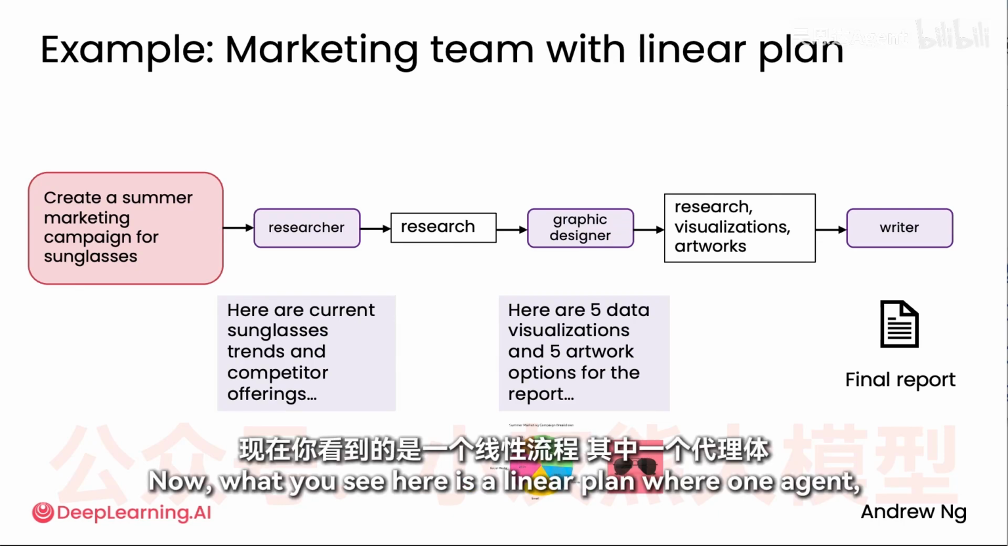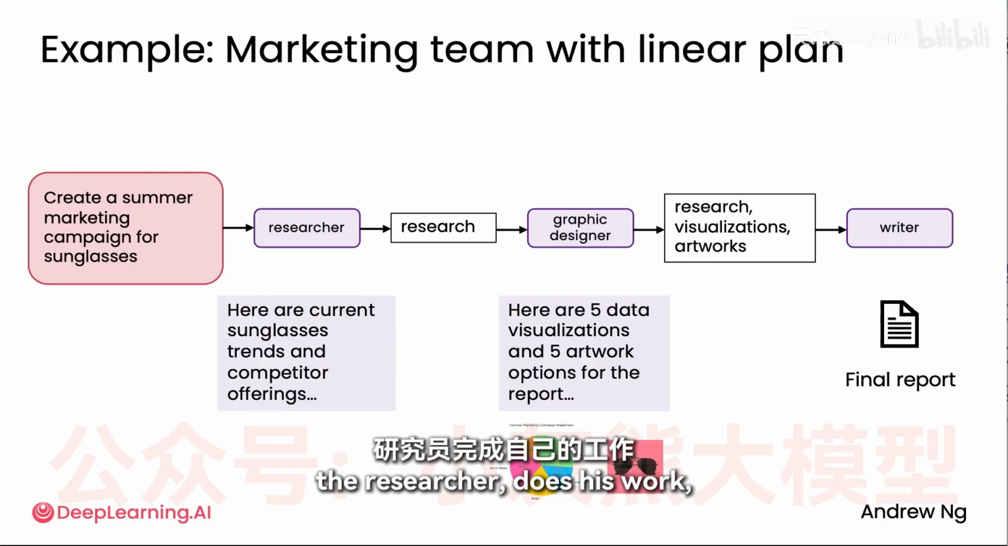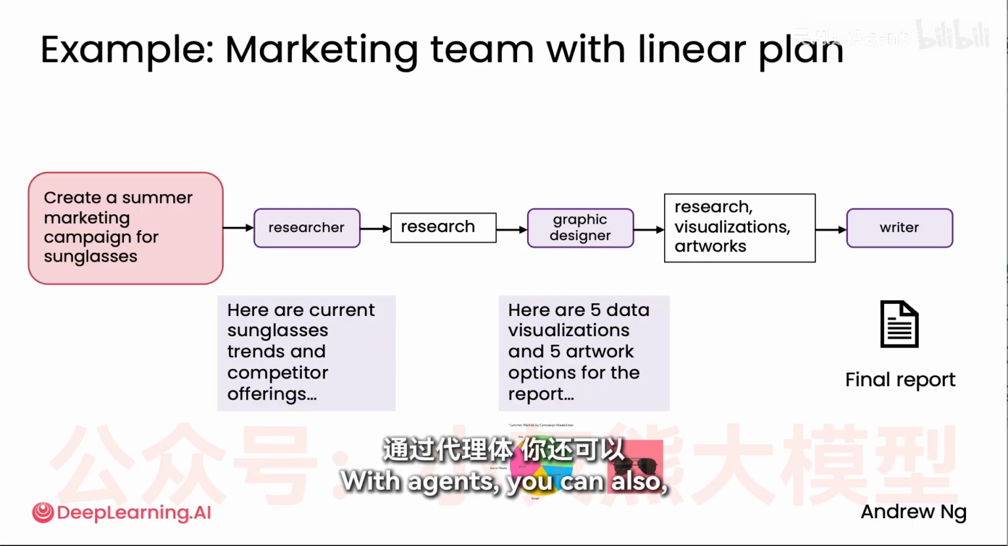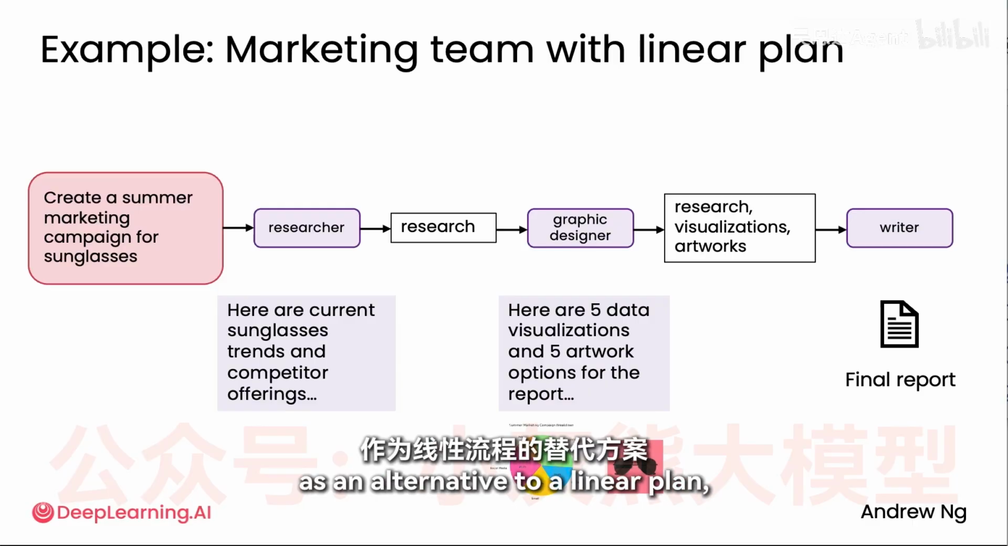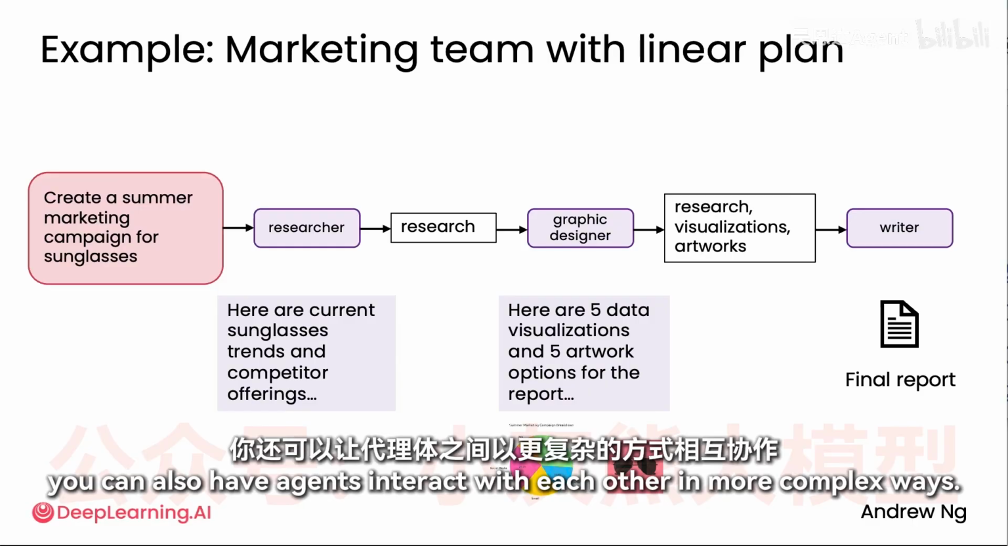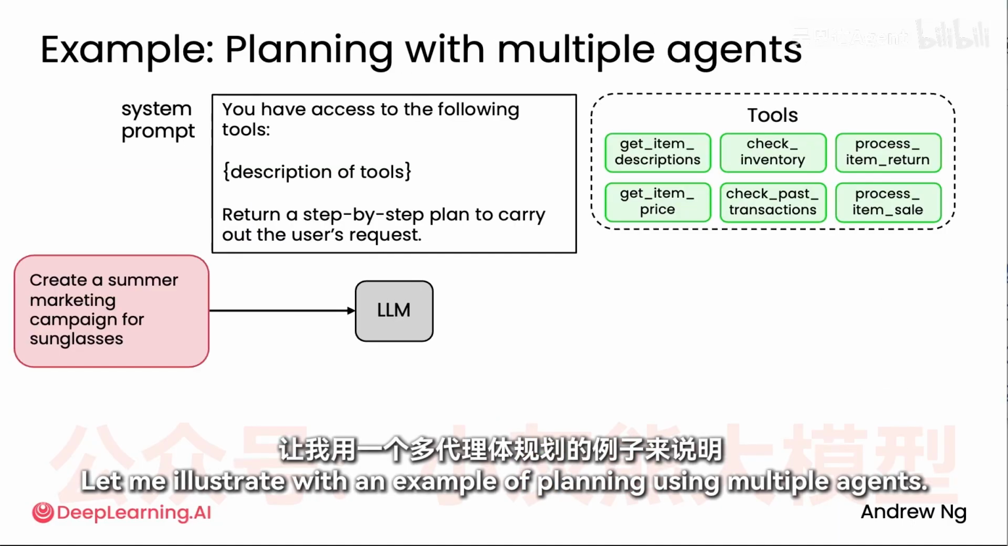Now, what you see here is a linear plan where one agent, the researcher, does this work, then the graphic designer, and then the writer. With agents, as an alternative to a linear plan, you can also have agents interact with each other in more complex ways. Let me illustrate with an example of planning using multiple agents.